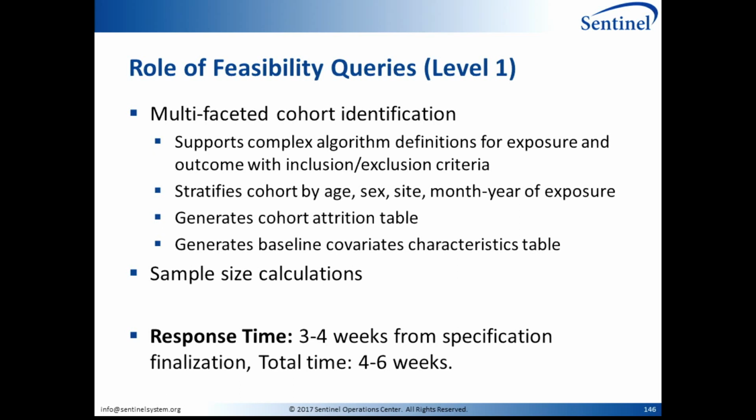So today what we've talked about is feasibility queries. What are these? Basically, this is our main engine, if you would, our computer program for cohort identification and descriptive analysis. It's a type of program that supports complex algorithm definitions. What that means is that we can use and/or Boolean logic in multiple settings in order to identify either an exposure or an outcome of interest. It stratifies that cohort automatically by age group, by sex, by site, that means the database itself, and by the month and year of exposure. It automatically will generate a cohort attrition table similar to the one I just showed you. It also will generate baseline covariate characteristics.